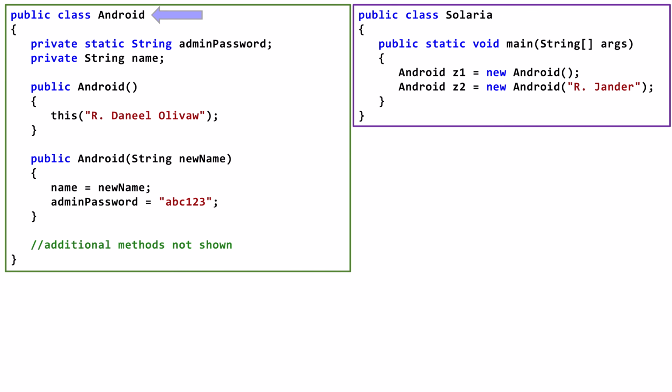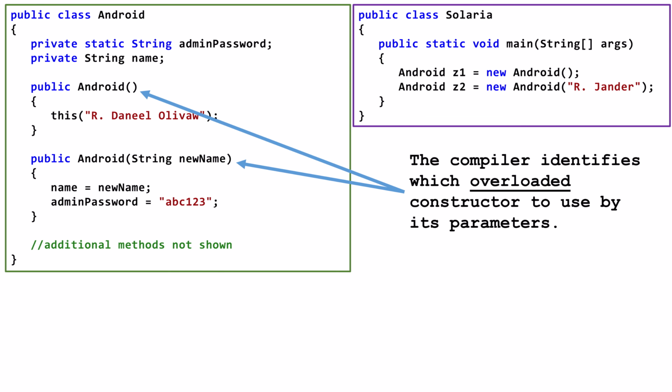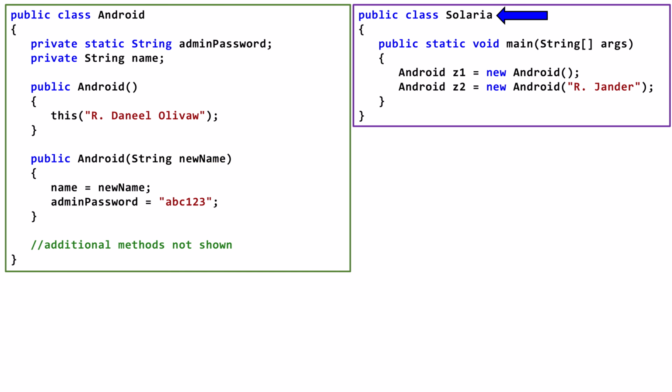Next, let's look at another class that has overloaded constructors. A class with overloaded constructors has 2 or more constructors, and Java chooses which one to call based on the number, type, or order of parameters. Now, let's look at the Solaria class. On the first line of the main method, we declare an Android variable, z1, and initialize it with a new Android object. There are no arguments passed, so Java uses a constructor with no parameters.